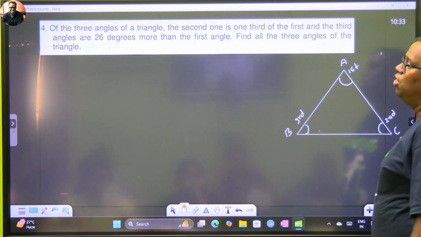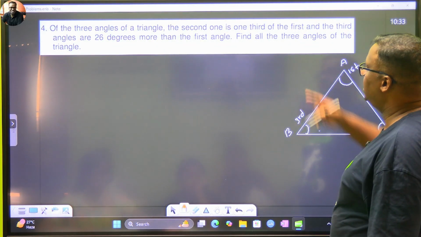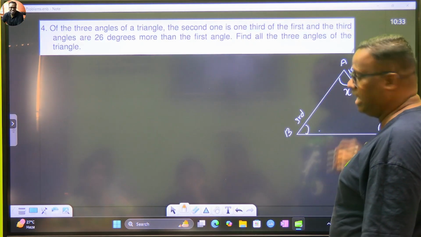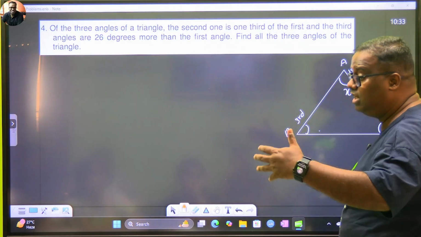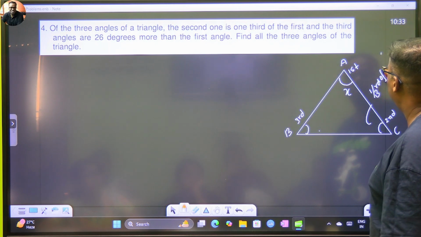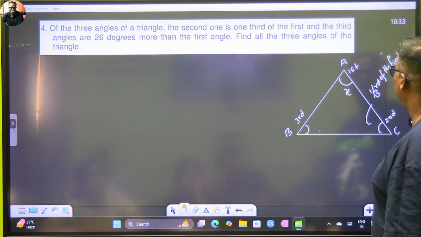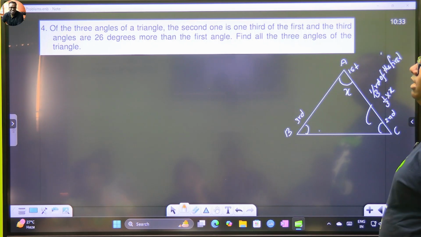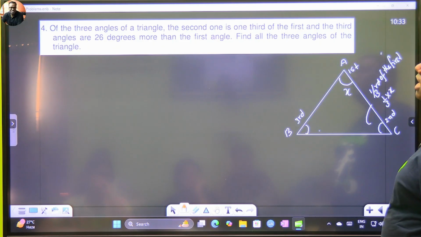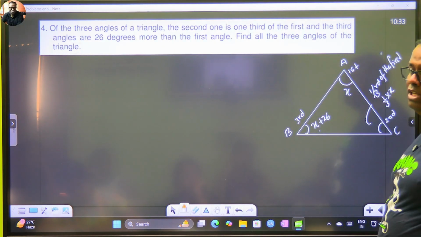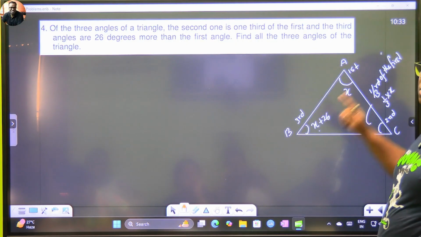Let's frame the question. Of the three angles of a triangle, the second one is 1/3 the first. So if the first is X, the second one is 1/3 the first. So this is how much? 1/3 of the first. Of in mathematics means what? Multiplication. Okay, multiplication. And the third angle is 26 more than the first angle. So this is X plus 26. At this juncture, we feel happy that we have been able to decode the problem into the diagram.